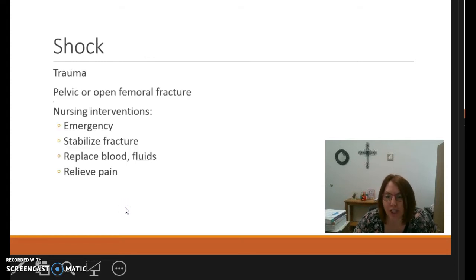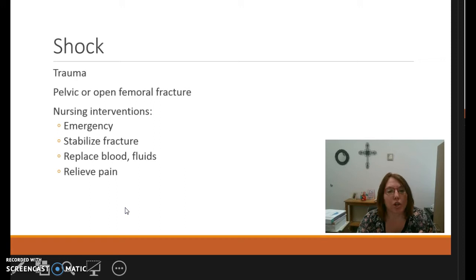With shock, what's occurring is you have severe vasodilation where everything is being shunted towards the vital organs. Our body senses that they need to be protected. So you'll have patients that end up with low blood pressure, pallor, confusion, and decreased urinary output. A lot of times this is with your more severe fractures, like pelvic fractures and open femoral fractures.